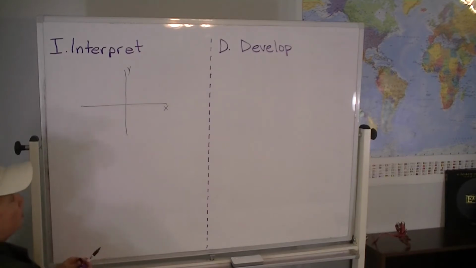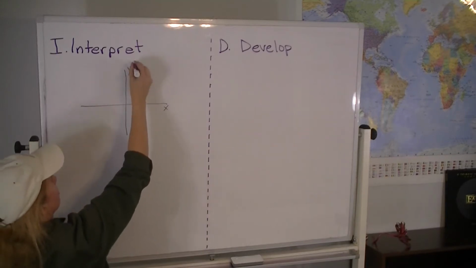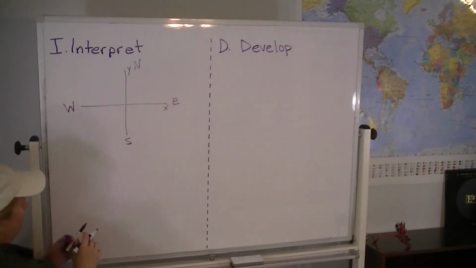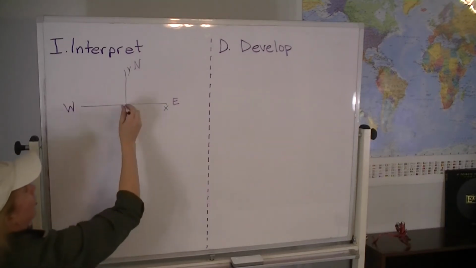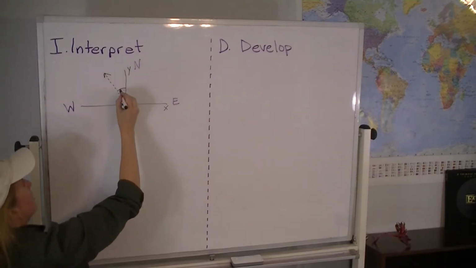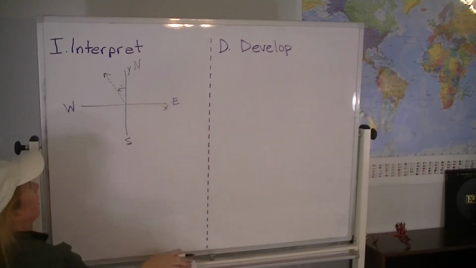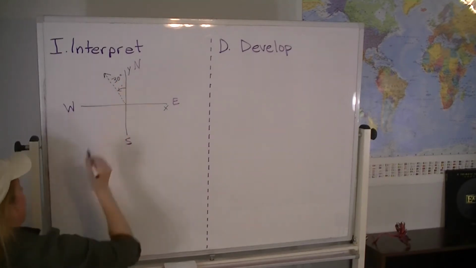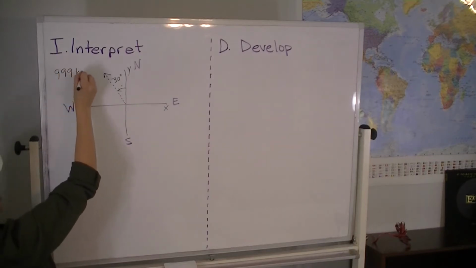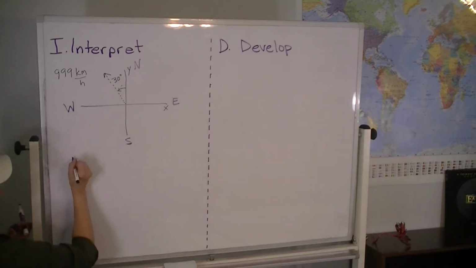Now, we're dealing with geographic location type terms. And so let's go ahead and call this vertical direction north. And that gives us east, south, and west to work with. And we're told that this airplane is traveling 30 degrees west of north. So this is 30 degrees here. Oh, that's terrible. Probably can't read that. Okay, this is 30 degrees. And we're also told that the speed is 999 kilometers per hour.